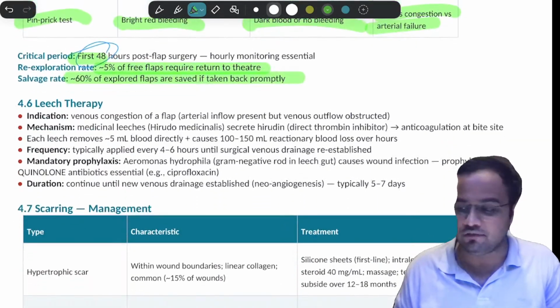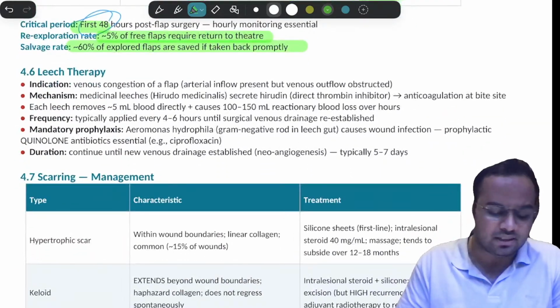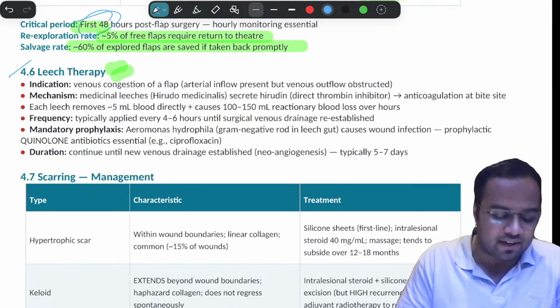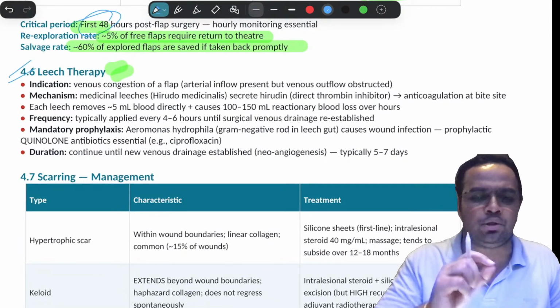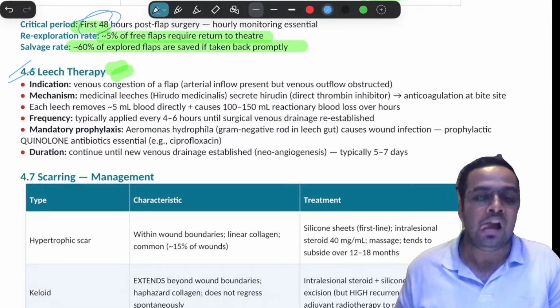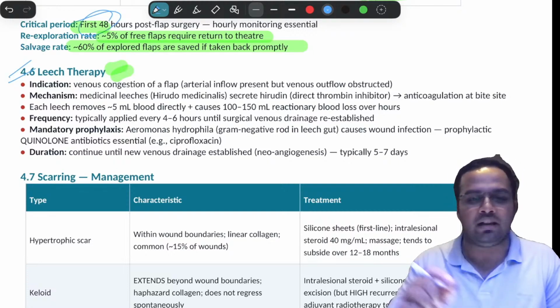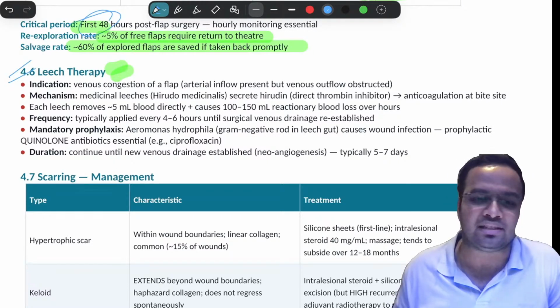So it is very much important for you to know. Then comes the leech therapy. Typically it is given in Ayurveda. Ayurvedic physicians actually apply leech for many pathologies. But where does the leech therapy come in our practice is when we are treating the plastic surgery flaps.